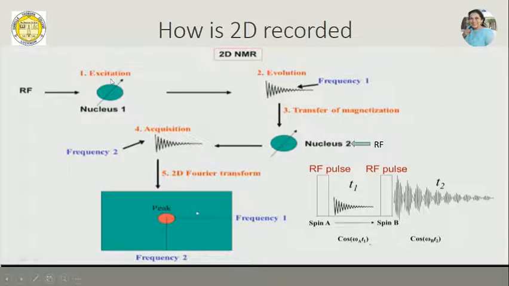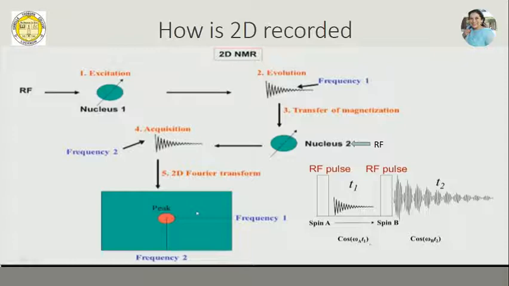Let's consider nucleus 1. It gets excited, and when the RF pulse is removed, oscillations are like in 1D NMR. Once the RF pulse is removed, what will happen? Oscillations will be recorded in the XY plane, because if you remember, when a pulse is applied, the net magnetization from the Z axis turns into the XY plane. So oscillations are recorded in the XY plane.